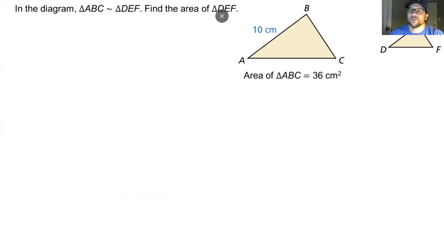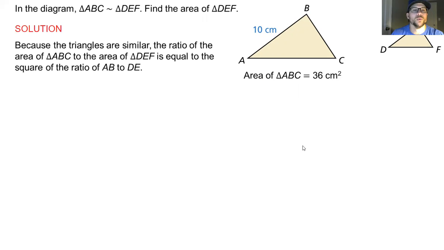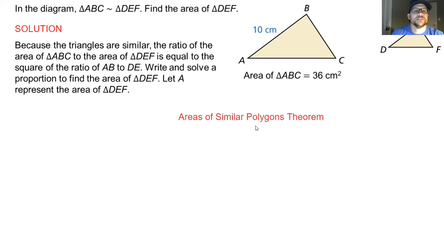Looking at these two triangles for a similarity statement, you're given one side is 10, one is 5. The area of this first one is 36 centimeters squared. Let's find the area of the smaller one. We're going to set up a scale factor ratio comparing the two side lengths that we are given. Then we're going to write that proportion, comparing it with our areas, and we're going to let a represent the area of DEF.